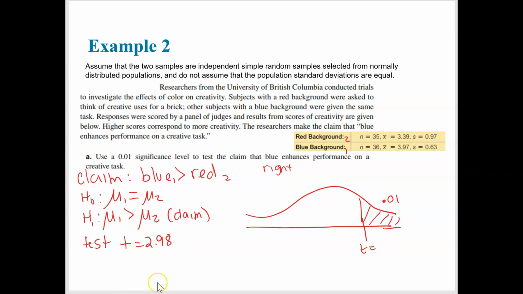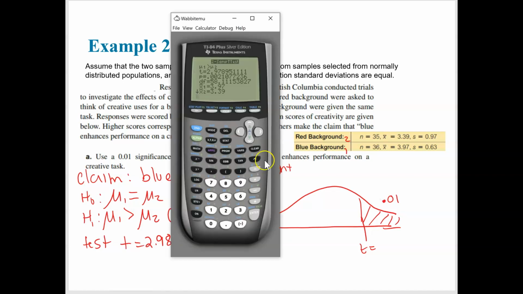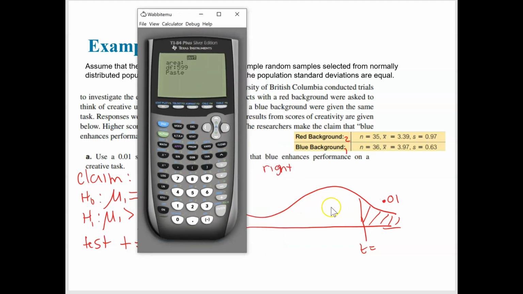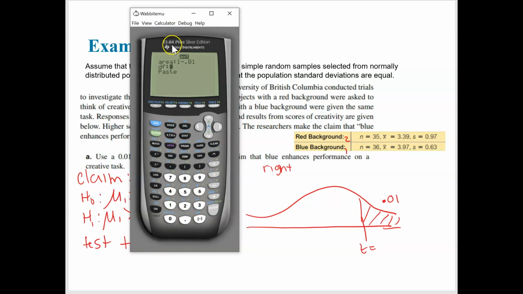So when we go into the calculator, we're going to go to second VARS, and we're going to go to invT. Now, the area here is to the left, so it's 1 minus 0.01. Now, our degrees of freedom, we have n is 35 and n is 36. So the smaller n is 35, so 35 minus 1 is 34. And we end up getting that the critical value is 2.44.